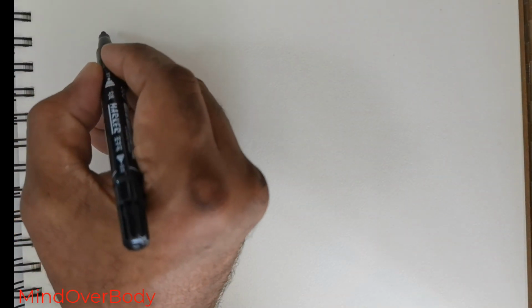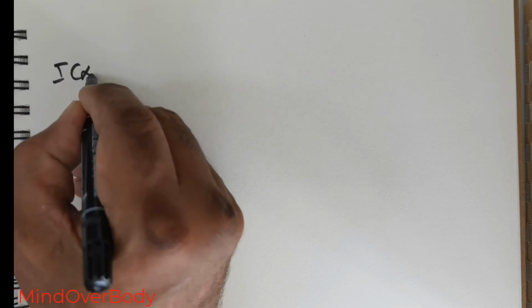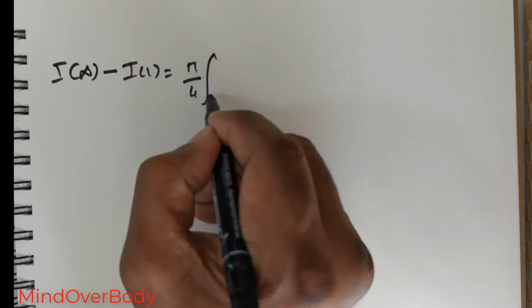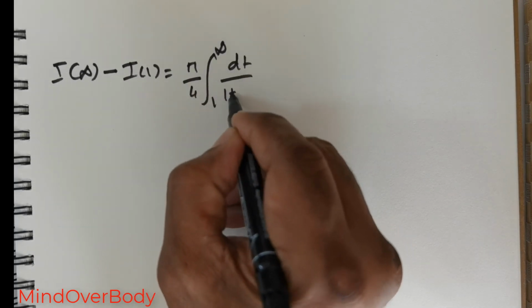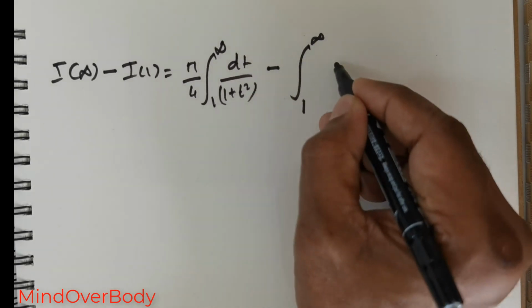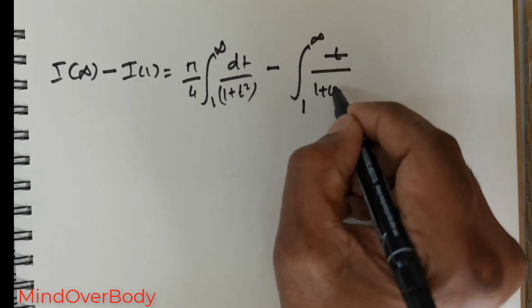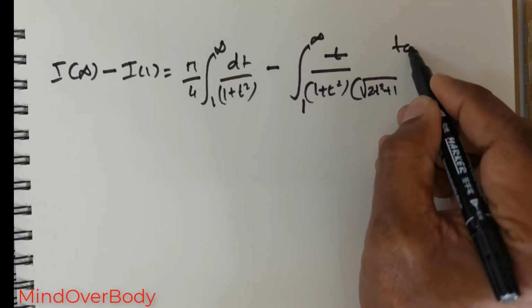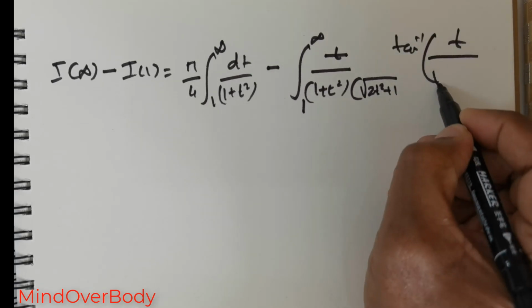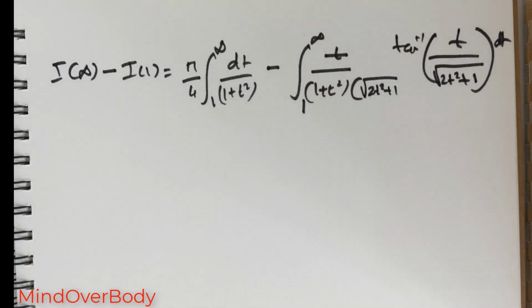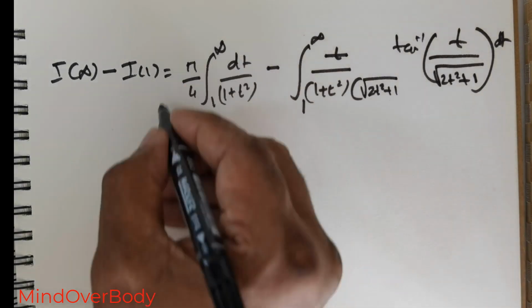So let me start from the previous page, which we had: I of infinity minus I of 1 is equal to pi over 4 times the integral from 1 to infinity of dt over 1 plus t squared, minus the integral from 1 to infinity of t over (1 plus t squared) times root of (2 t squared plus 1) times tan inverse of (t over root of (2 t squared plus 1)) dt, right? This is from the previous page. Now I can evaluate this.